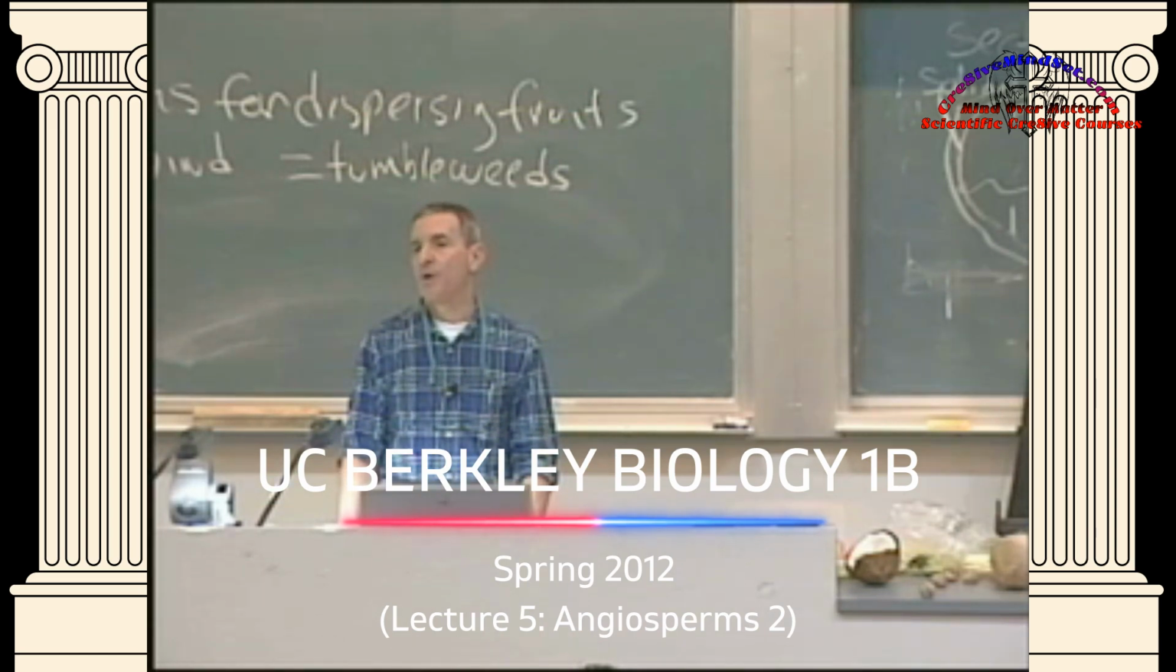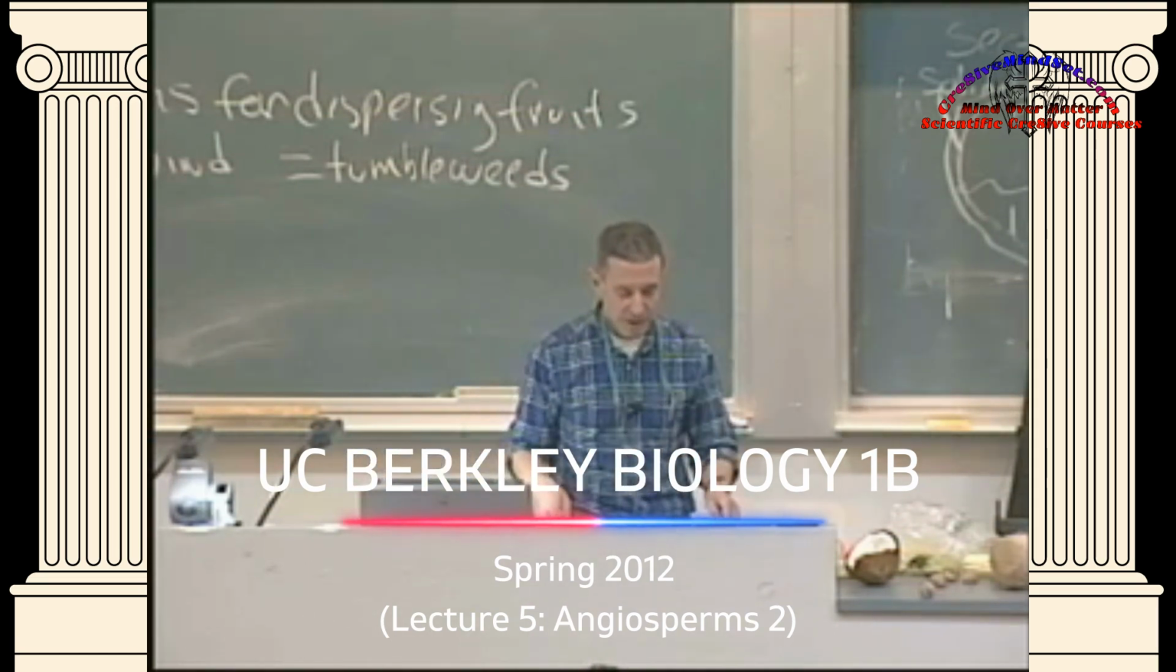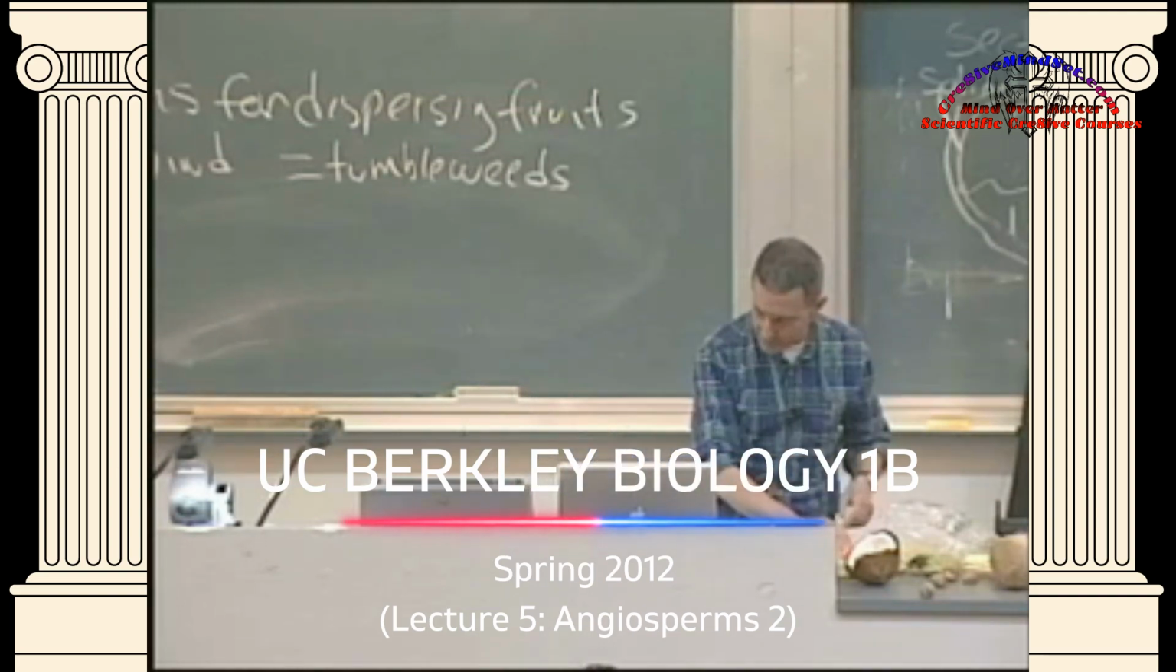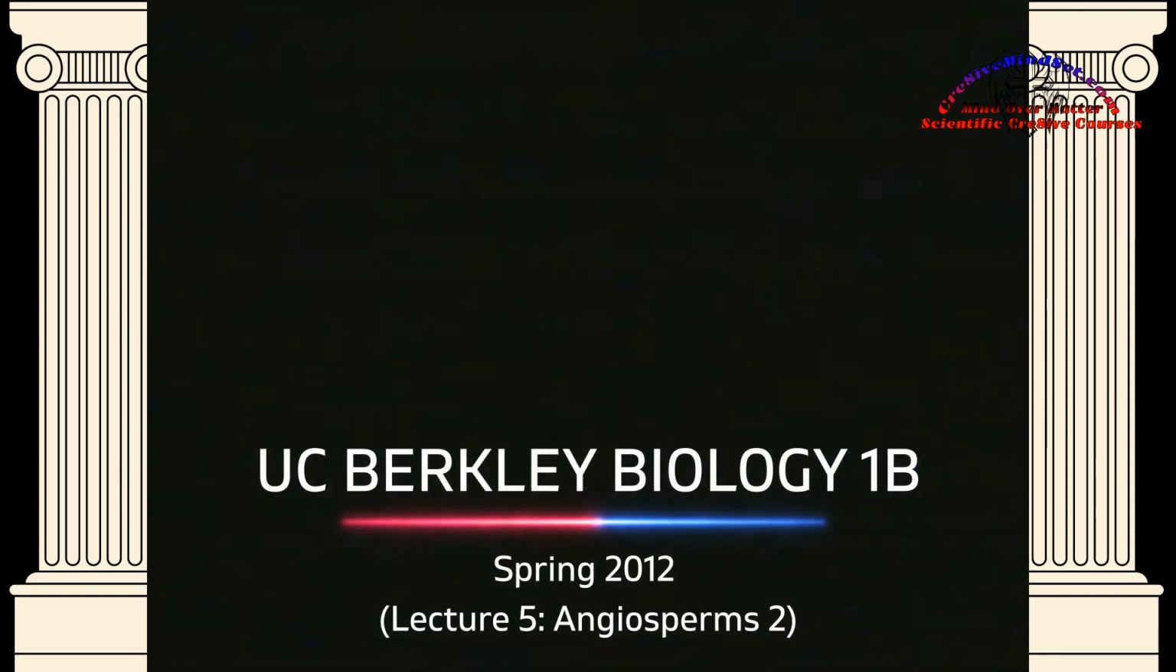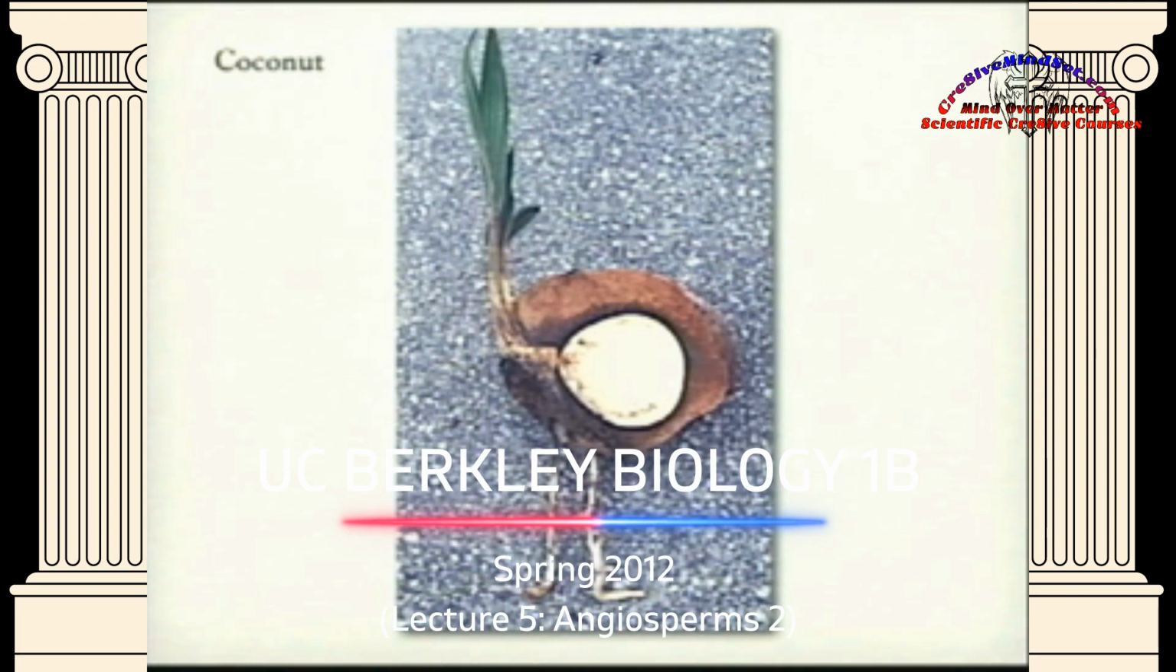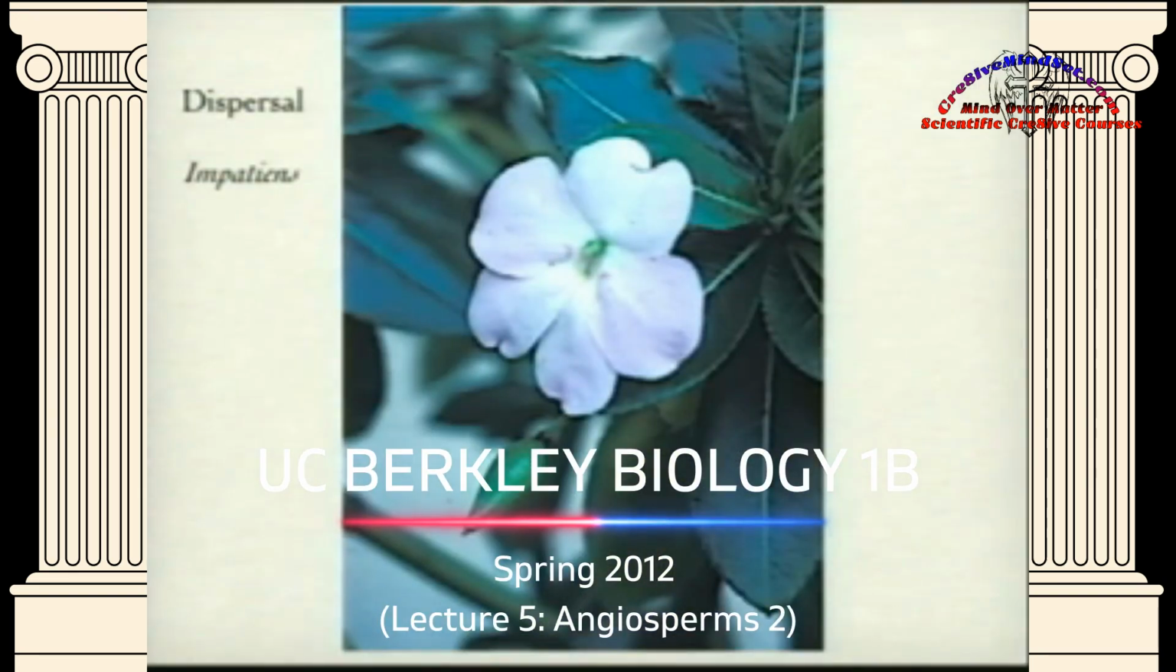But then if the burrow is not too deep in the soil, the seed will germinate later on, perhaps when the rain comes or when the soil is disturbed. So let me show you now some pictures of different types of seeds and different types of dispersal mechanisms. Sorry, guys. This first dispersal mechanism is one that involves touch.